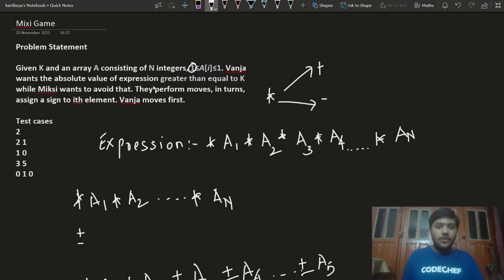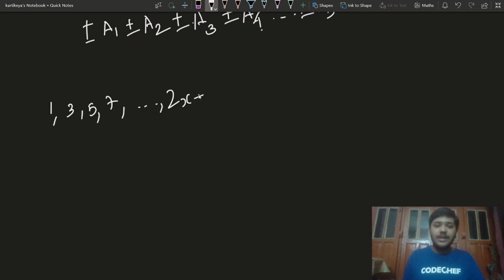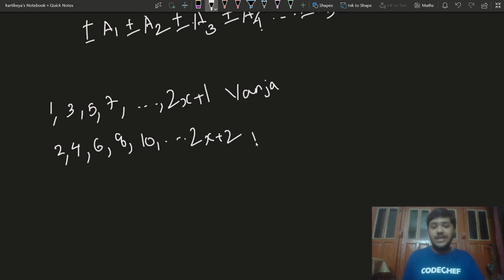Now Vanja wants the absolute value of the expression to be greater than or equal to k, while Mixi wants to avoid that. They perform moves in turns, assigning a sign to the ith element. Vanja moves first. So basically we have n elements, and to assign a sign to the odd elements, the first element, third element, fifth element, seventh element, and so on, the (2x+1)th element, Vanja is allowed. Whereas Mixi is allowed to assign a sign to the 2nd, 4th, 6th, 8th, 10th, and so on till the (2x+2)th element.